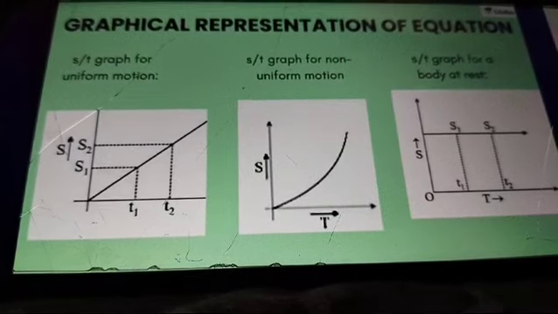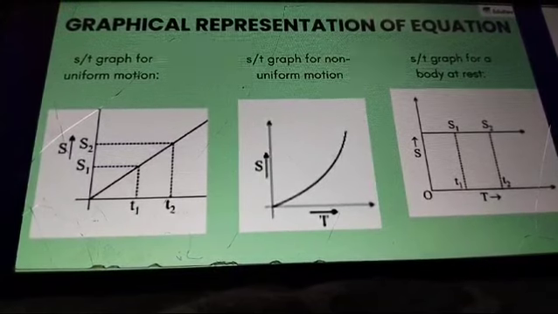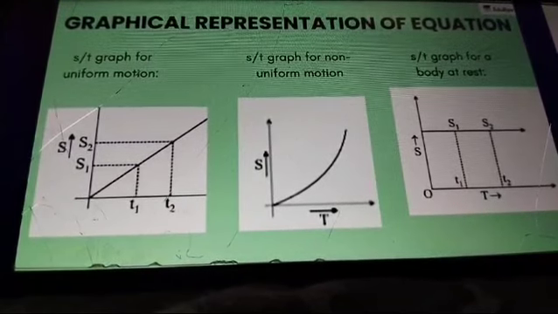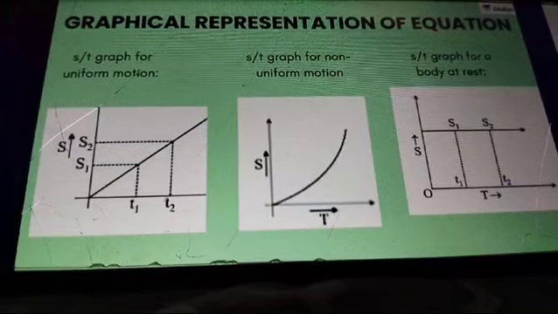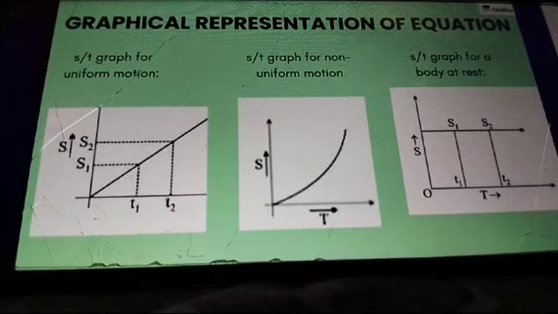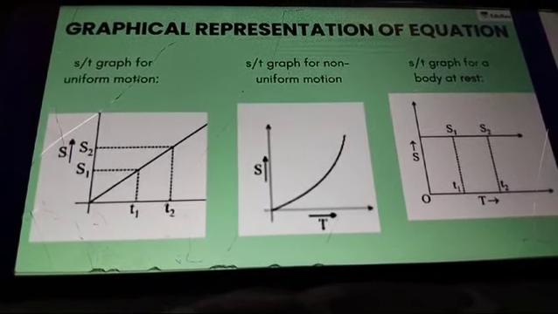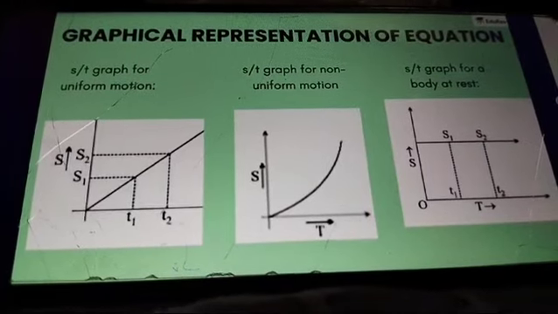The second one is distance-time graph for a non-uniform motion. See how a body covers unequal distances in equal time intervals. The third one is distance-time graph for a body at rest. See how the distance remains the same as the time increases because the body is not moving.